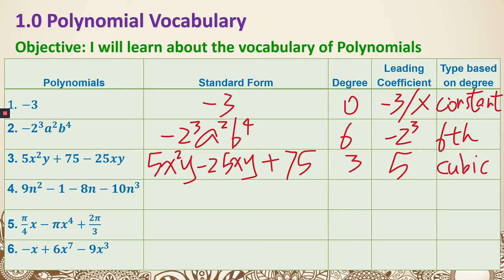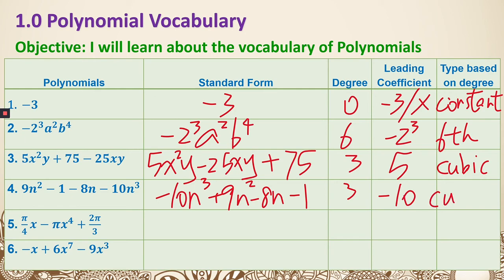Next, standard form again, -10n cubed, because 3 is the highest exponent, so that's the highest degree. Descending order, next is plus 9n squared, minus 8n, then minus 1. The degree in the front is 3. Leading coefficient is -10, and it is cubic again.